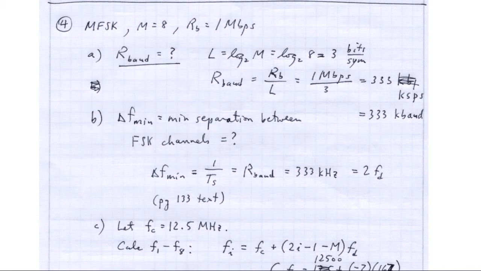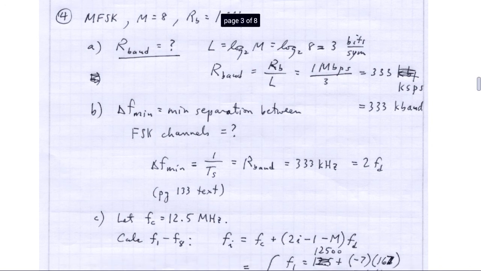Now it asks for the minimum separation between FSK channels. Stallings has an equation given on page 133 that says the minimum spacing is 1 over the symbol period, and that's on page 133. And so the minimum frequency required is 1 over TS. That means that the baud rate itself is the minimum frequency spacing. So instead of writing 333 kilobaud, I'm going to write now 333 kilohertz. This minimum spacing happens to be twice the FD value. Remember, FD is half the channel spacing.